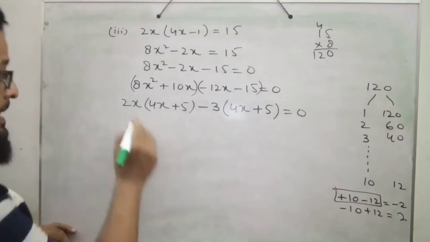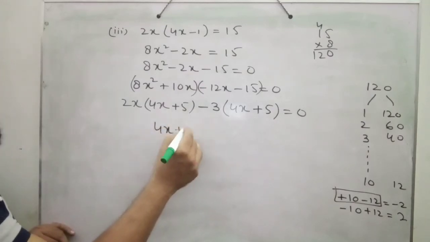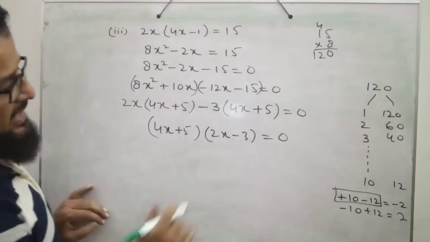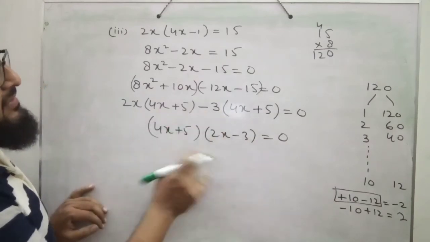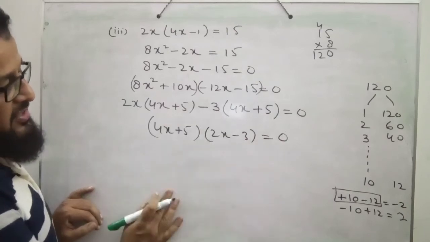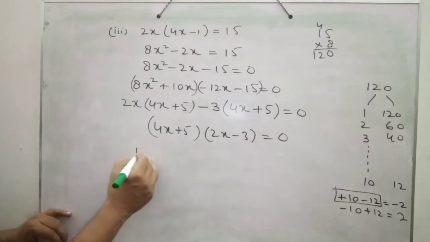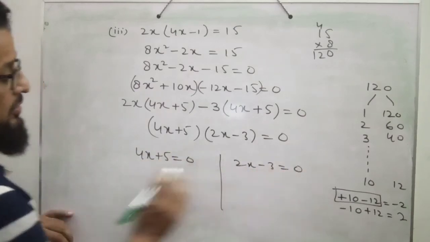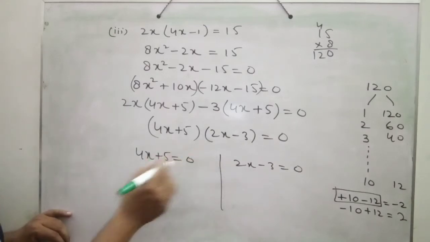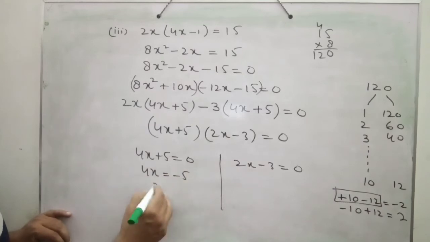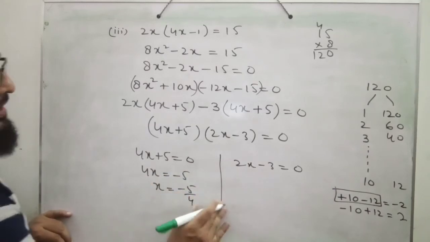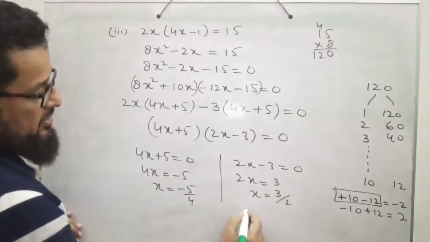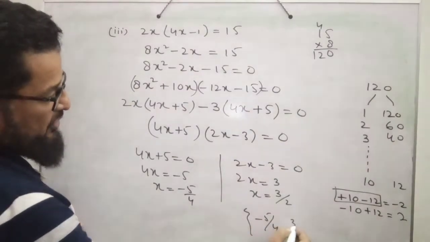Then you see here you have a 2x, the first bracket is 4x plus 5, and the second bracket is 2x minus 3 equals 0. It doesn't matter, you can take 2x minus 3 first and then 4x plus 5. There's no change in it. So there are two parts of it. 4x plus 5 equals 0. The second is 2x minus 3 equals 0. If you take that plus 5 to the other side, 4x equals minus 5, and x equals minus 5 upon 4, and here 2x equals 3, and x equals 3 upon 2. So the solutions over here are minus 5 upon 4 and 3 upon 2.